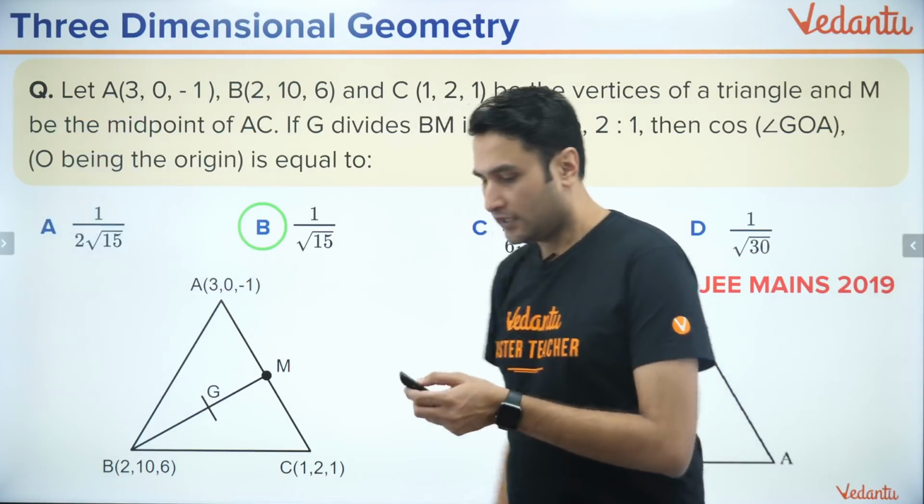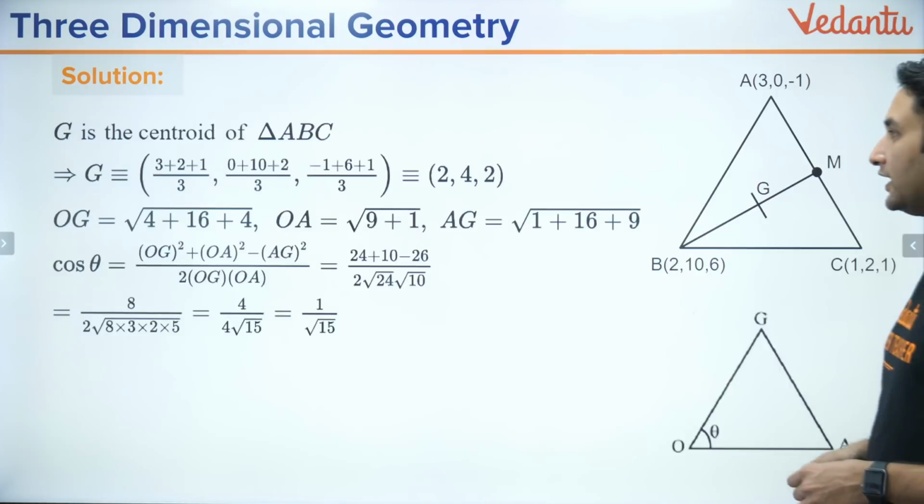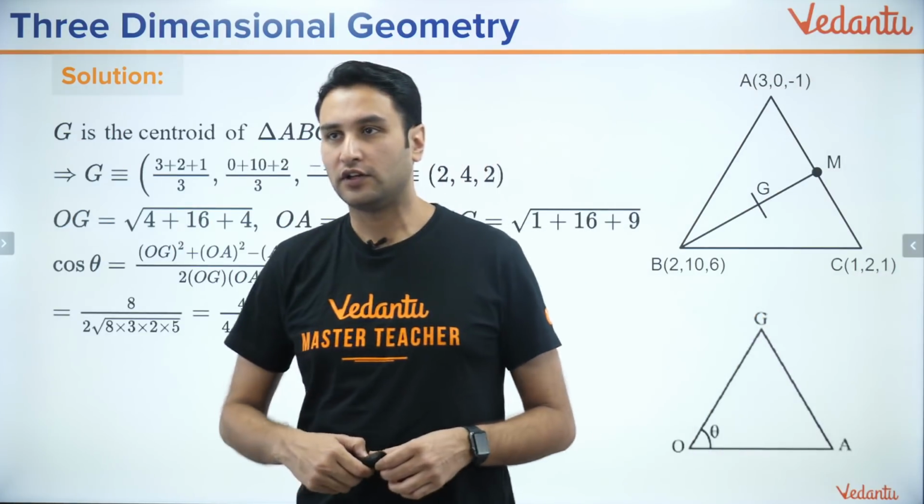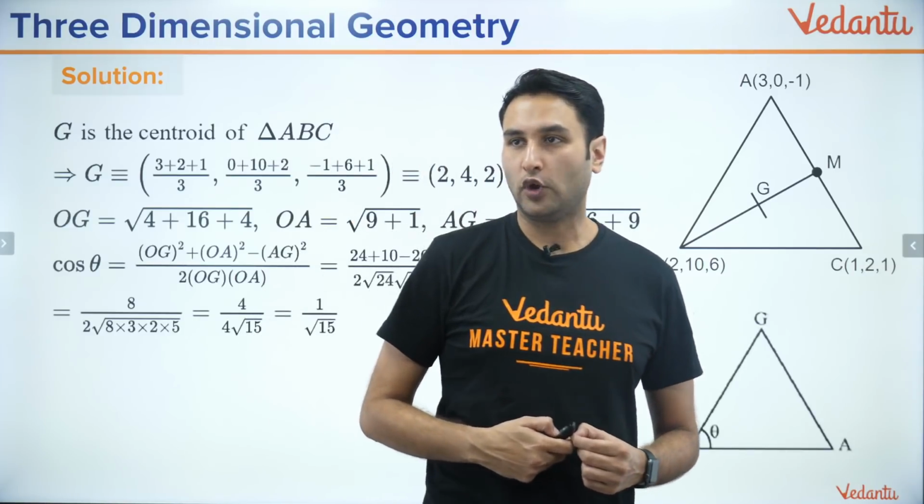Let us move ahead, and this is the calculation that you can check out. Answer is 1 upon root 15. All right? Okay, cool.